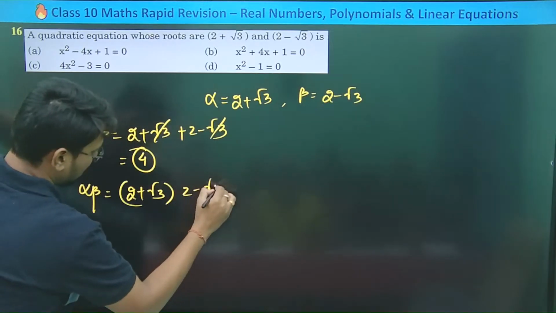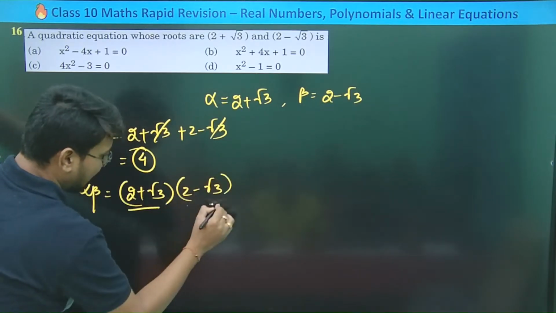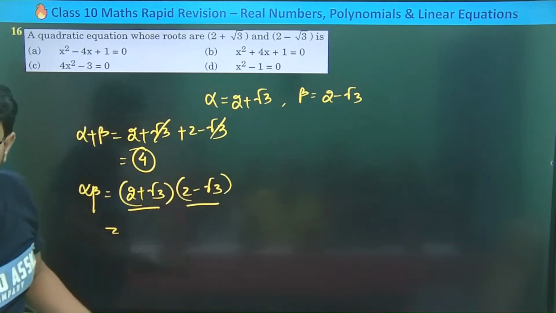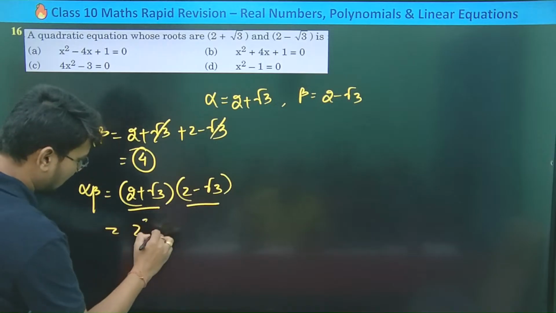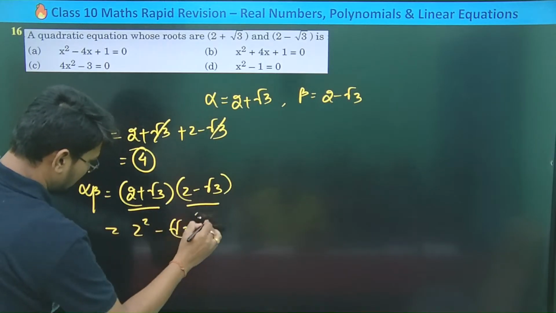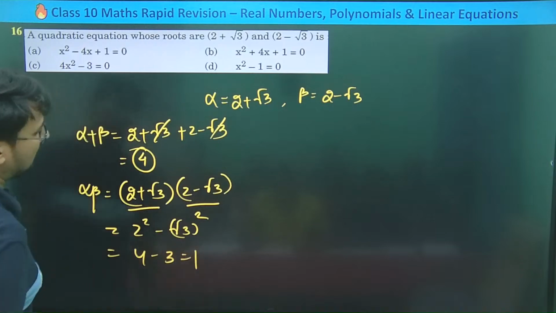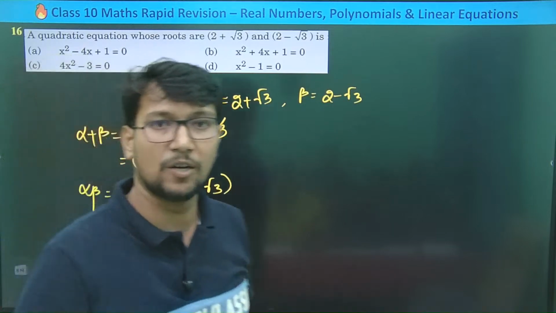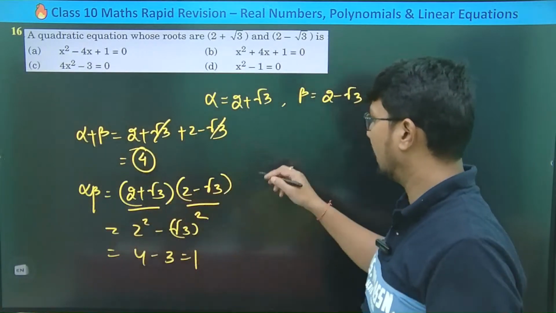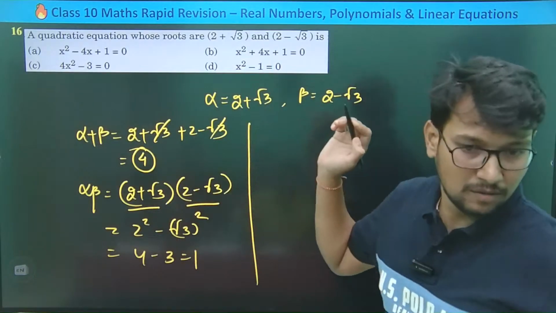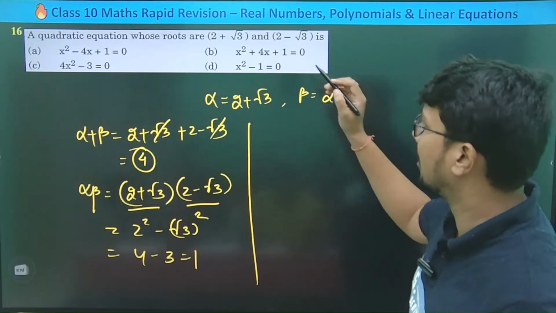2 minus root 3. Which identity? A square minus B square: 2 square minus root 3 square. That is 4 minus 3. That is alpha into beta, how much is it? Alpha into beta, how much is it, children? 1. Is it 1 or not? So now polynomial.